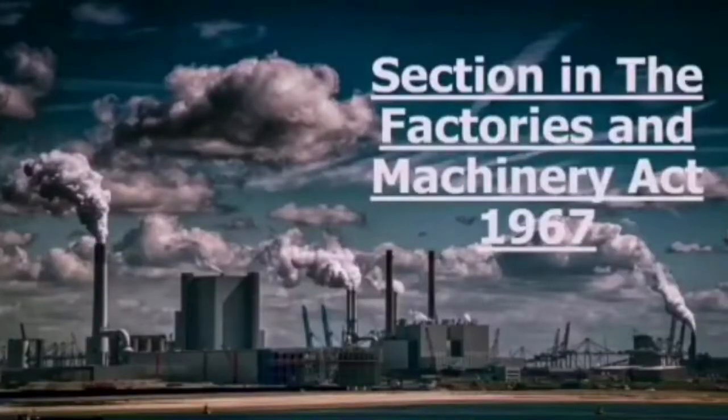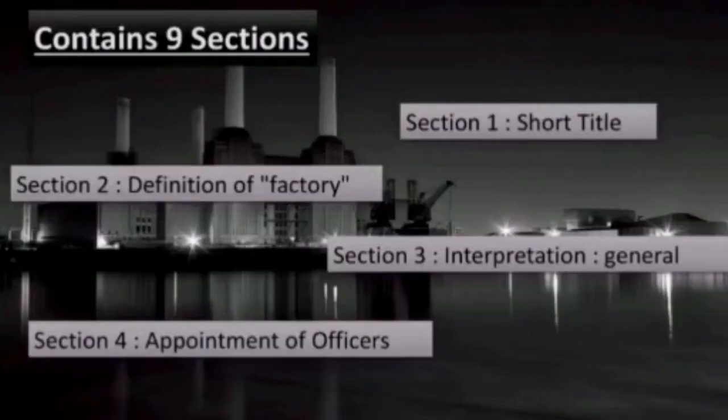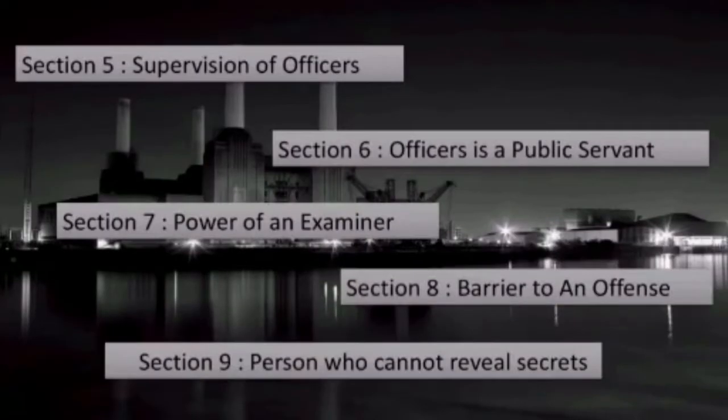Next is about the sections in the Factories and Machinery Act 1967. This act contains 6 parts comprising 60 sections. The first part is about the beginning. It contains 9 sections. Section 1 is short title. Section 2 is definitions of factory. Section 3 is interpretations in general. Section 4 is appointments of officers. Section 5 is supervision of officers. Section 6 is about officers as public servants. Section 7 is power of examiners. Section 8 is barriers to an offence, and Section 9 is a person who cannot reveal secrets.